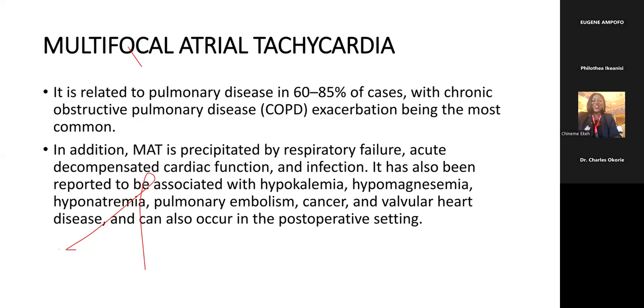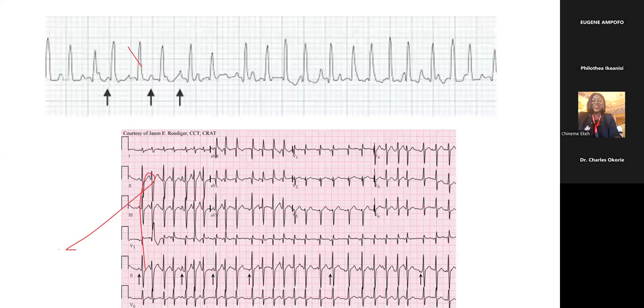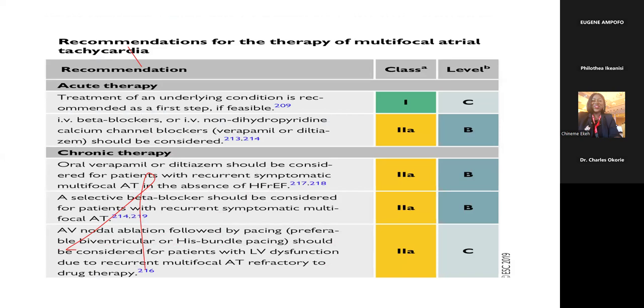So the next slide will show us multifocal atrial tachycardia, where we have at least 3 different morphologies of the P wave. Look at the arrow, it shows different morphologies of the P wave. Likewise, on the second ECG. Then the next slide tells us the recommendation for therapy of multifocal atrial tachycardia according to the ESC guideline.